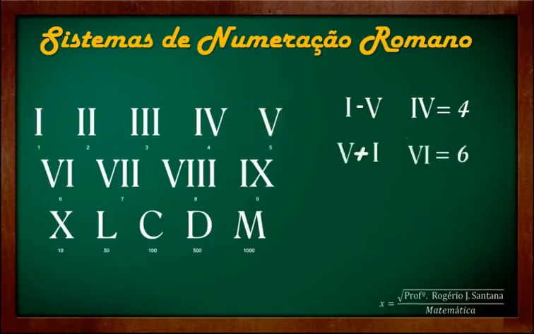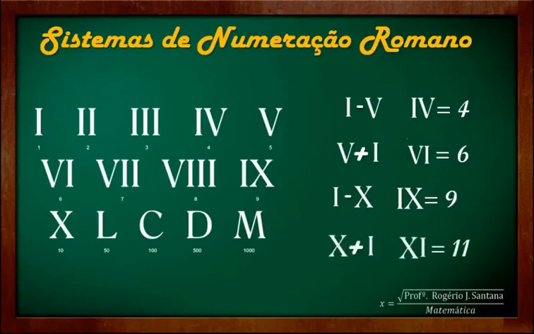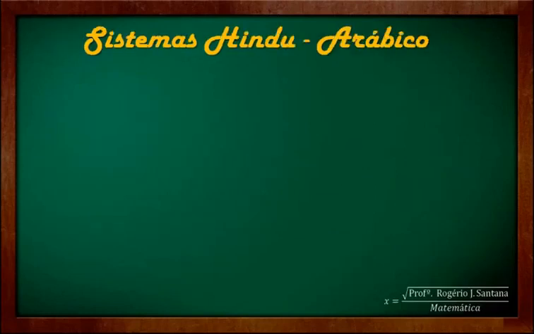The number 6 was made up of 5 plus 1. Add the smaller number that is to the right of the larger number. 5 plus 1 equals 6. The number 9 was made up of 10 minus 1. Subtract the smaller number to the left of the larger number. The number 11 was made up of 10 plus 1. Add the smaller number 1 to the right of the larger number 10, forming 11. Even today we use Roman numerals in some models of watches, and it is also the most used way to indicate centuries.